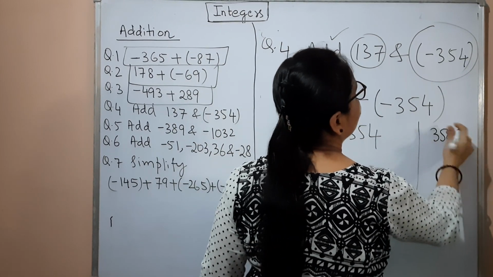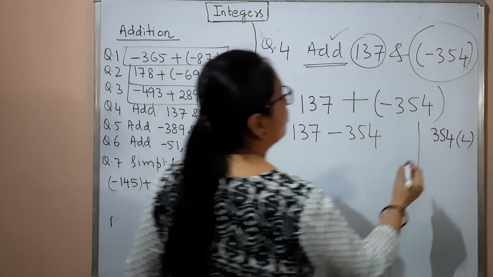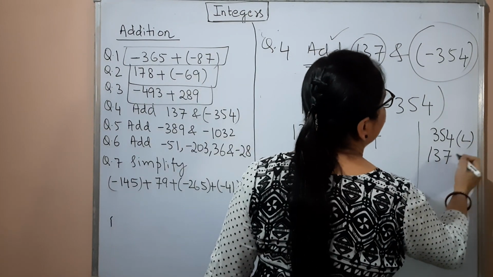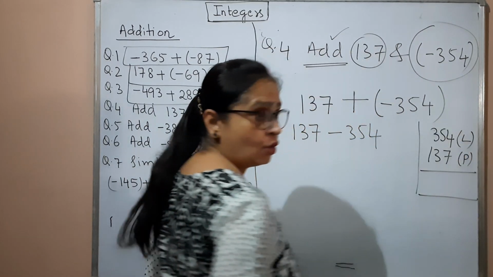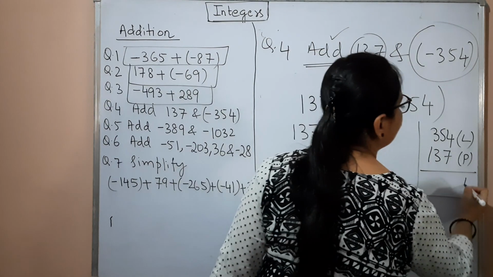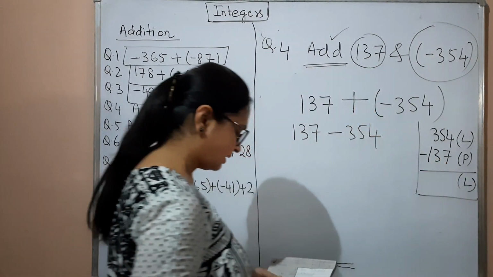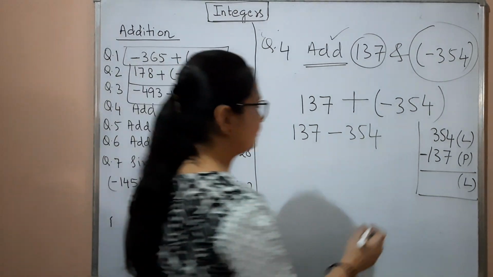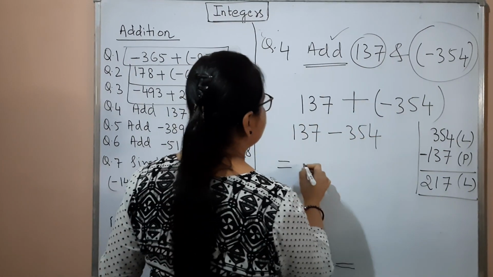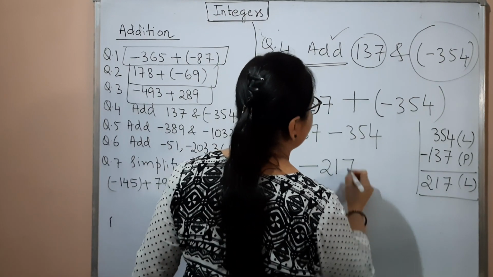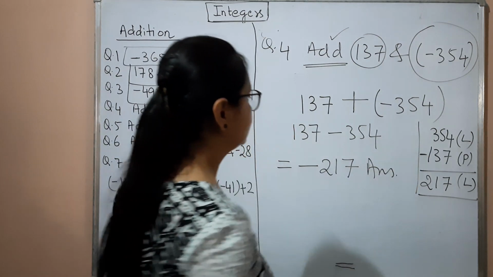नाउ वी हैव टू अंडरस्टैंड, 354 बड़ा वाला नंबर मैं पहले लिख रही हूँ, एंड वी नो इट इज अ लॉस, ऑलराइट। 137 we know it is a profit, and you can understand loss is more than the profit, so obviously overall आपका loss होगा। और आपको इन दो numbers के साथ क्या करना है, you have to subtract the two numbers, the answer is 217, so this is minus 217, this is your answer, right?